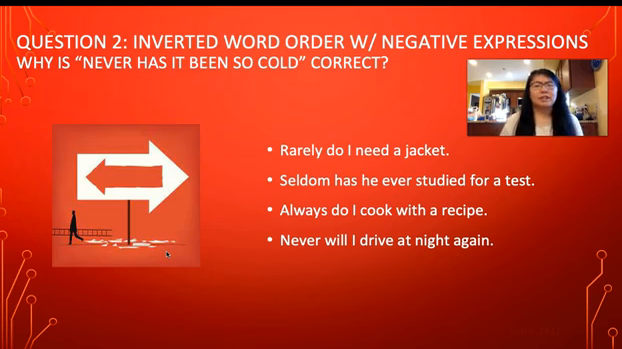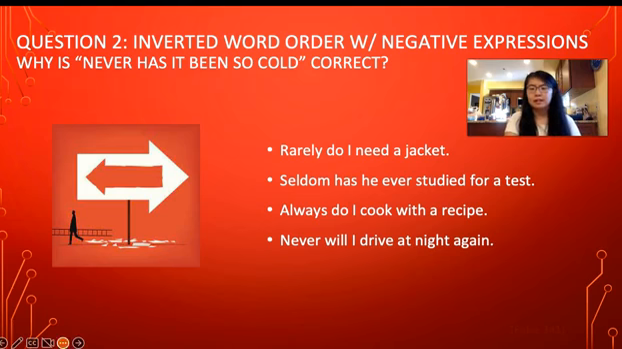Moving on, it's a bit of a tangent. Rarely do I need a jacket. Seldom has he ever studied for a test. Always do I cook with a recipe. Never will I drive at night again. So one of these is incorrect. This is an example of a multiple choice, and actually only one of these is incorrect.